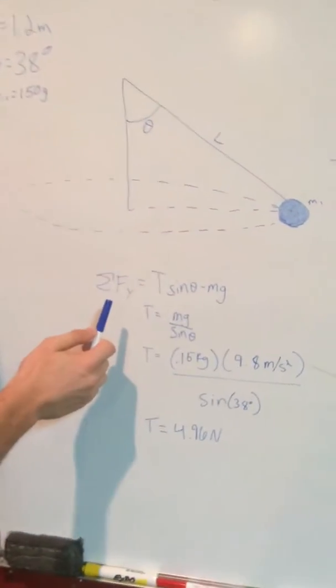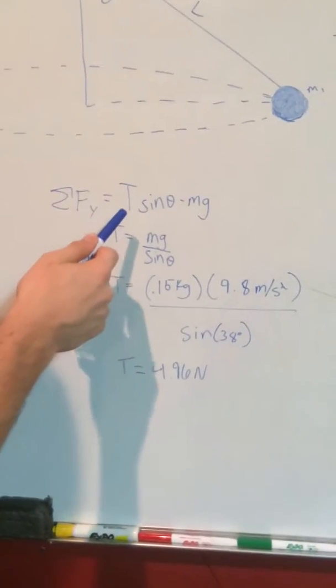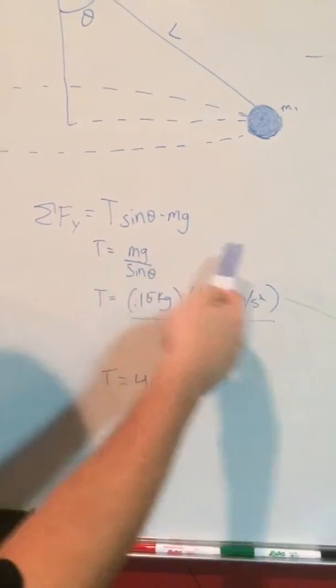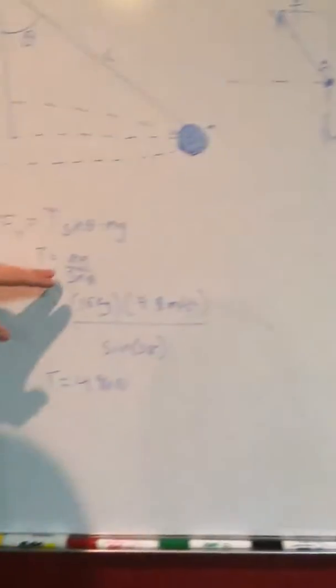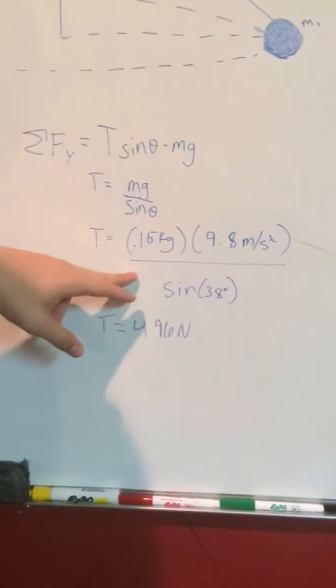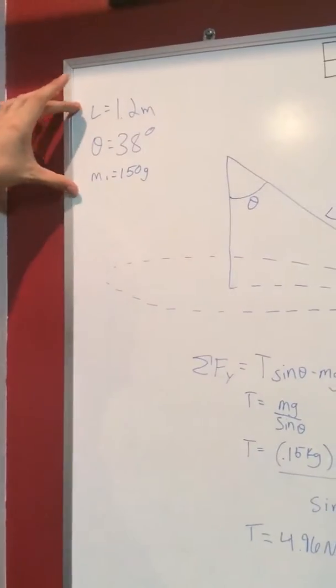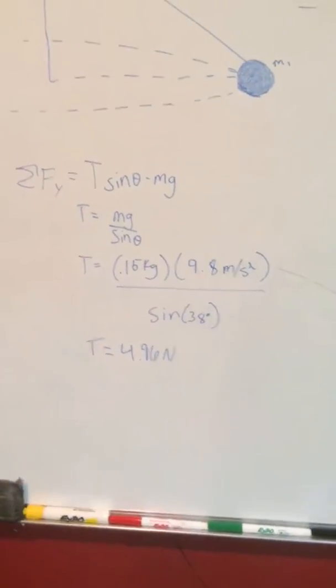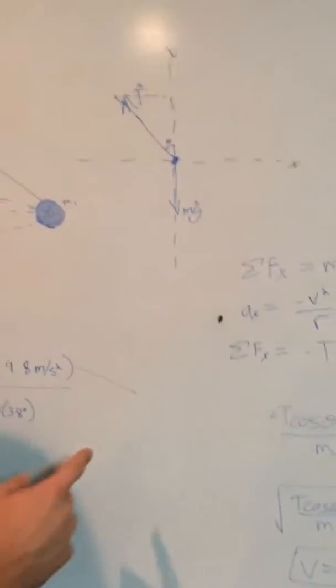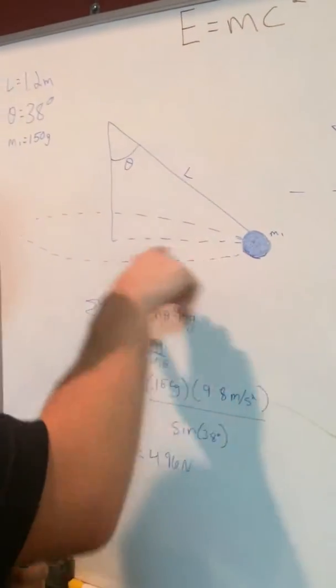So we're going to do the sum of forces in the y direction equals T times sine of theta minus mg. We get that from our free body diagram here. And then we get the tension is equal to mg times sine of theta. We plug in the numbers that we have up here, the length, theta, and m1, and we get the tension is 4.96 newtons.